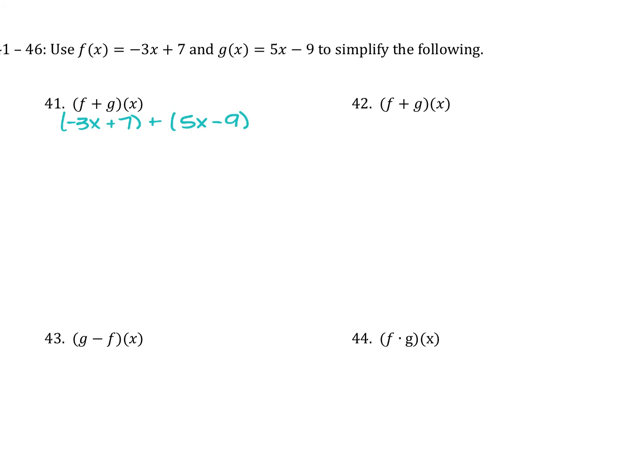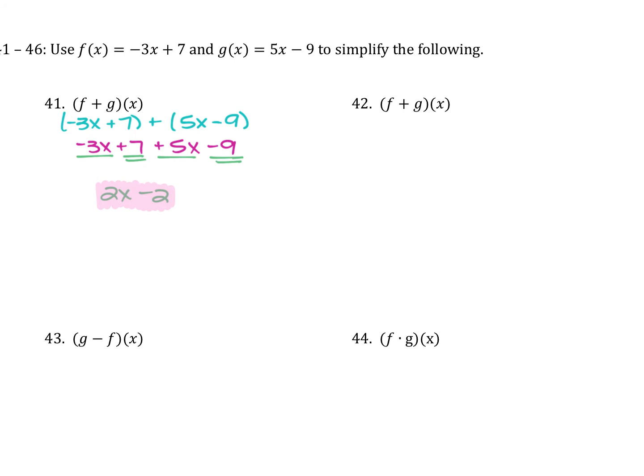Because there is addition between your two sets of parentheses, you're just going to rewrite this without the parentheses and combine like terms. So that's negative 3x plus 7 plus 5x minus 9. Your like terms here are the negative 3x and the 5x, which give you 2x, and the 7 and the negative 9, which gives you negative 2. So that f plus g of x is just 2x minus 2.